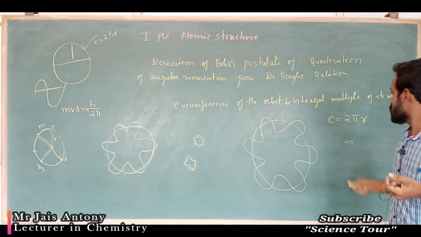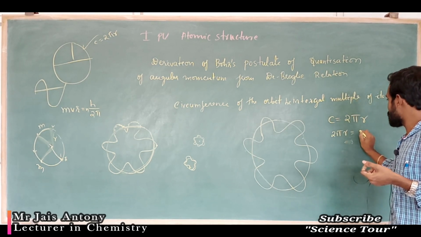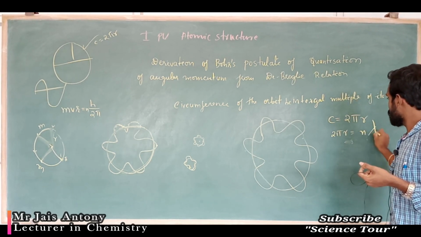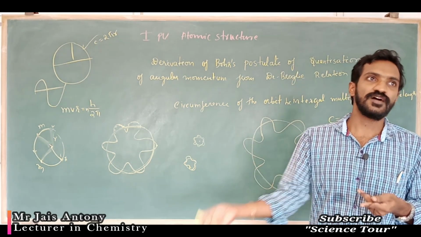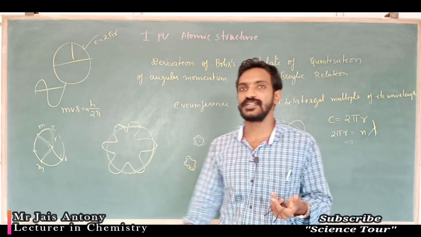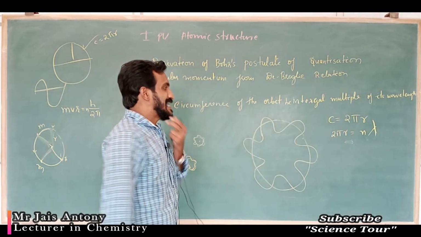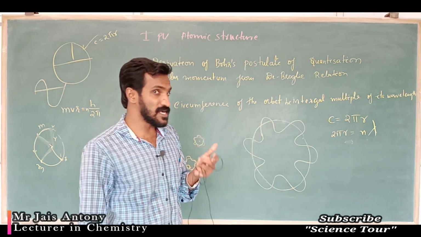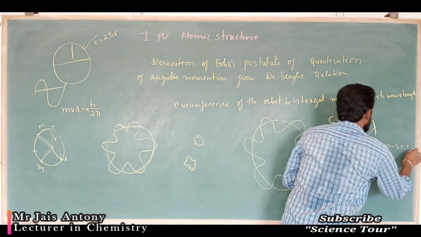Okay, see, this 2 pi r, it is depending on what? Integral multiple of wavelength, n into lambda. I will write integral multiple. If one wave is there, 1 into lambda. If 10 waves are there, 10 into lambda. If 20 waves are there, it is 20 into lambda. It depends on n, an integral multiple. Integral means n is equal to 1, 2, 3, 4, 5, 6 like that.